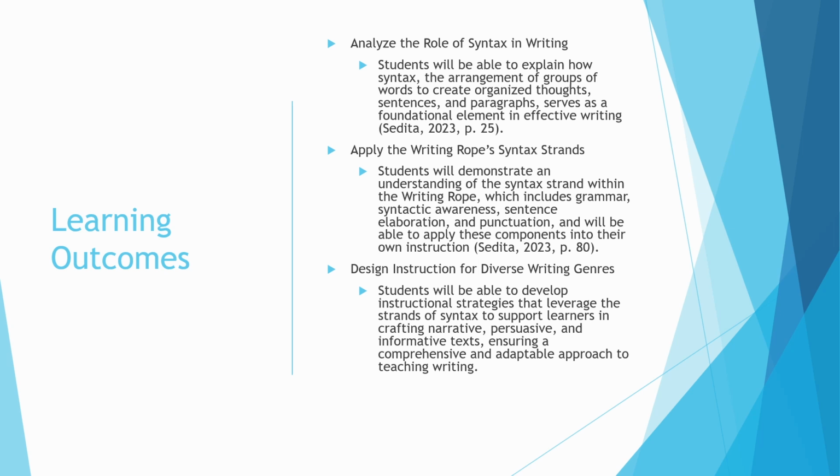In the learning outcomes, students will explore how syntax, the way words are arranged to form organized thoughts, sentences, and paragraphs, acts as a fundamental building block of effective writing. They will also gain an understanding of the syntax strand within the writing rope framework, which encompasses grammar, syntactic awareness, sentence elaboration, and punctuation, and will learn to integrate these elements into their teaching practices. Additionally, students will develop instructional strategies that utilize the various strands of syntax to help learners create narrative, persuasive, and informative texts, thereby fostering a flexible and thorough approach to writing instruction.